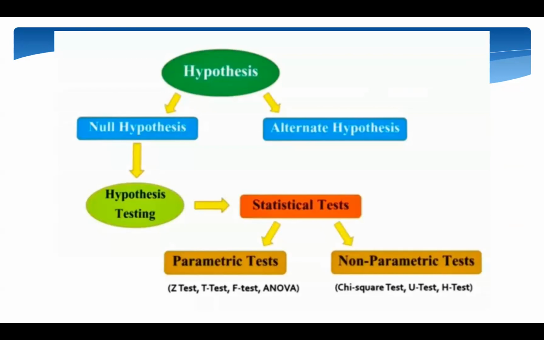Right. So this is the summary. Hypothesis is divided into null hypothesis and alternative hypothesis. For the null hypothesis, we're going to do hypothesis testing, for which we need statistical tests. And the tests are divided into parametric test and non-parametric test. So this is the summary till now. Next slide.